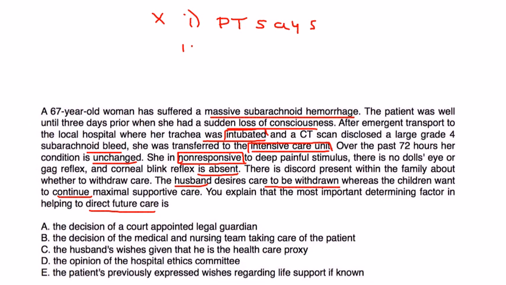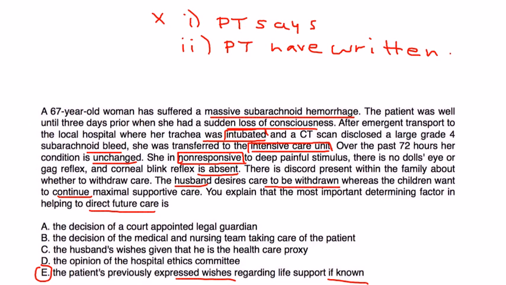She's in the ICU and she's intubated. So can't do that. Next thing, what does the patient have written? Anything written in an advance directive or a previous living will? And that is one of the choices. That is choice E. Patient's previously expressed wishes regarding life support, if known. So that would be the answer.